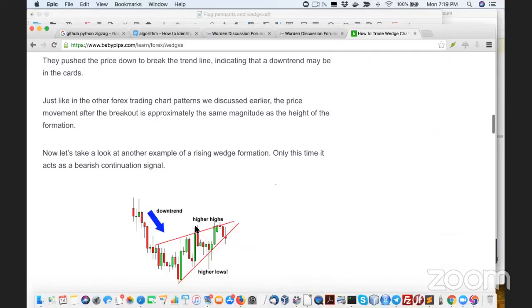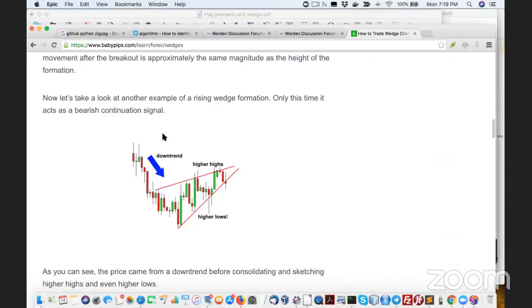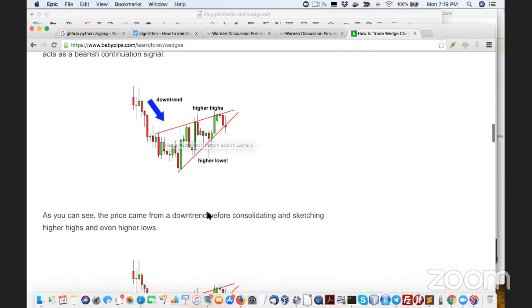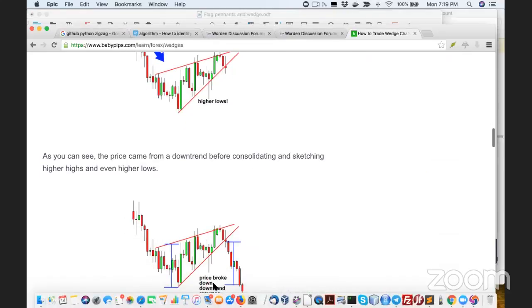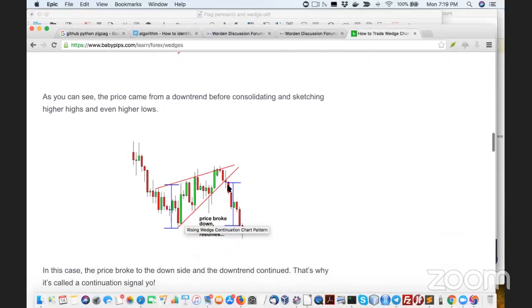forming. So here in this example, we have a downtrend, and here it's saying if you have this type of higher high or higher low, you could have a bearish continuation signal. I can never say that. My apologies there. And so again, as I mentioned, the price can break down and your downtrend can resume.